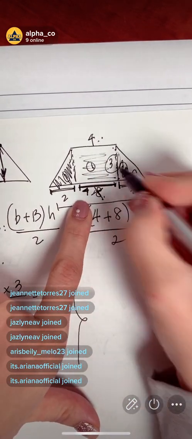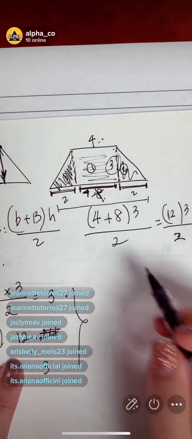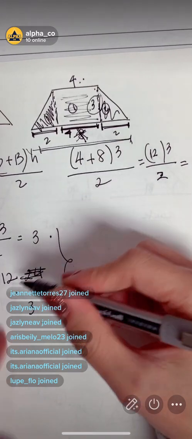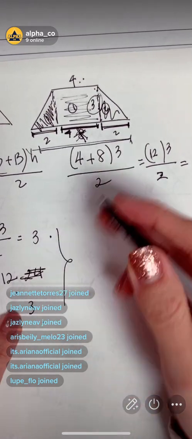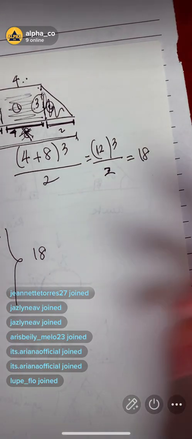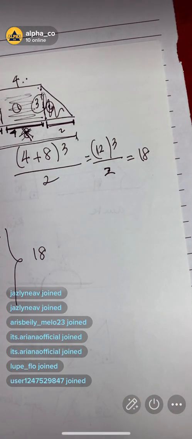Okay, 4 times 3. So this is 12. Okay, not the 8. 8 is the total base. So if you add 12 plus 3, it is 18. So you see that I got the same answer. You can use whichever is easier for you. You can use a formula or you can use the piecewise.